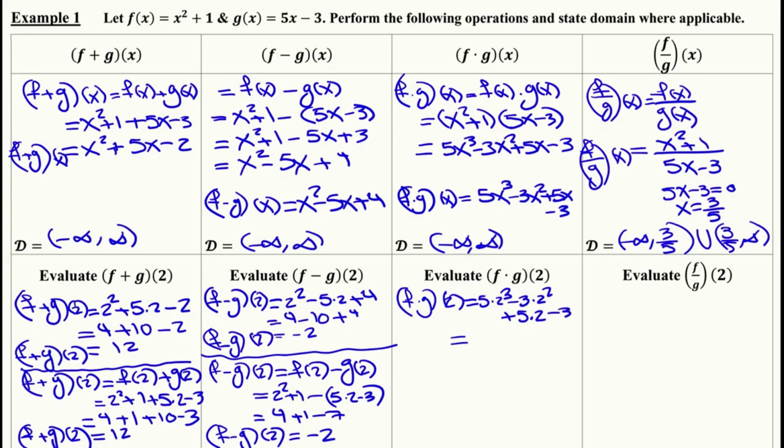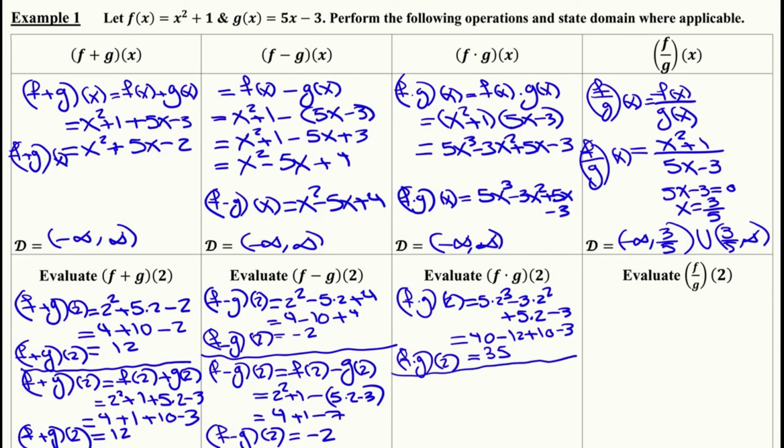So we're going to get 5 times 8, which is 40, minus 3 times 4, which is 12, plus 5 times 2, which is 10, minus 3, and that gives us negative 12 plus 10 is negative 2, minus 3 is negative 5, so 40 minus 5 is 35. So that's f times g evaluated at the input, I mean f times g evaluated at input 2.